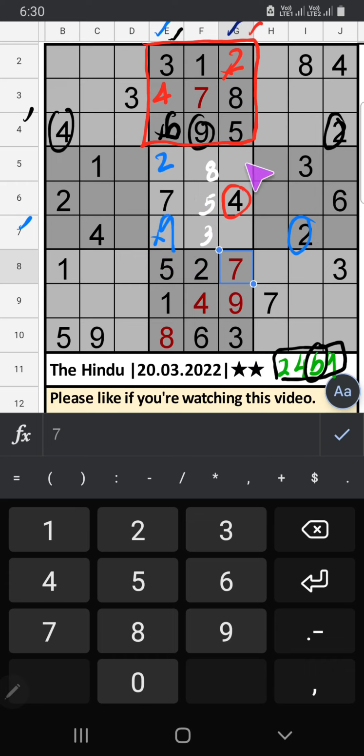Column G, 2 numbers are remaining: 1 and 6. 5th row we have 1, so 1 can't come in this cell. 1 is confirmed here, then 6 is here.